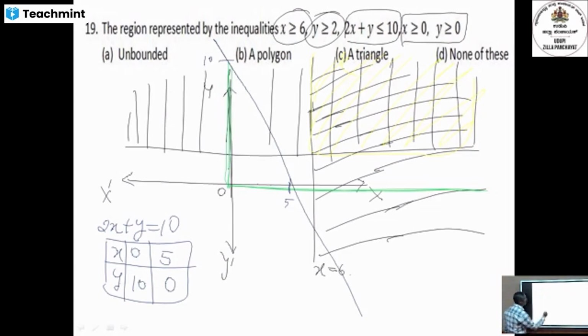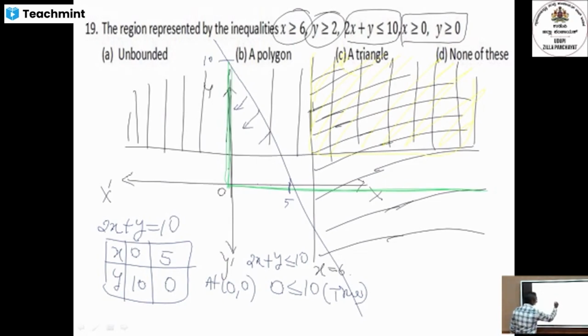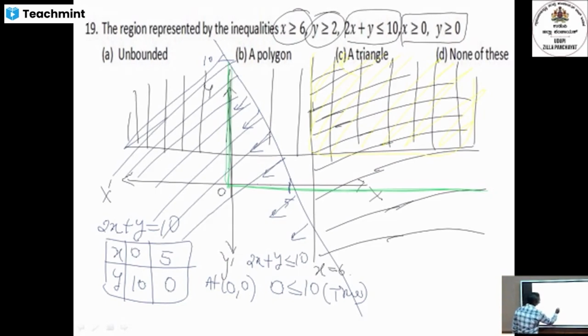Now the condition is 2x plus y less than or equal to 10. So if you put the origin 0, 0, we get 0 less than or equal to 10, true or false? It is true. That means your shading will be towards the origin. Your shading is coming towards the origin side. So the blue region will be coming below the line 2x plus y. Unfortunately, restricted to the first quadrant, we get this triangular region.